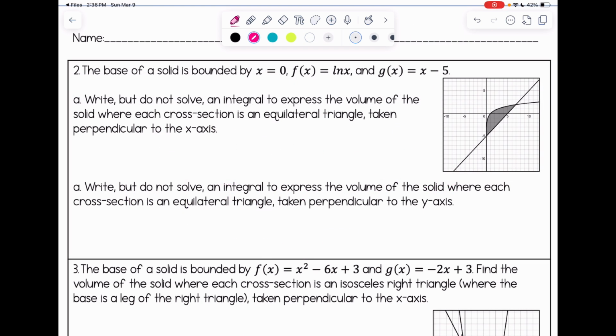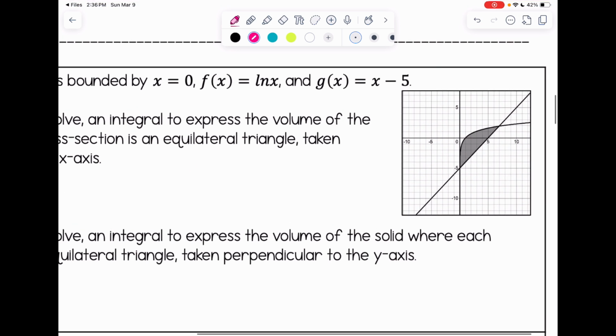Okay, for number 2, we're given the base of a solid that's bounded by x equals 0, f of x equals ln of x, and g of x equals x minus 5. So I'm just going to color code a little bit here. So we have the natural log function and the line. So we can see that the upper function is going to be the ln of x. And then let's see what we have to do.